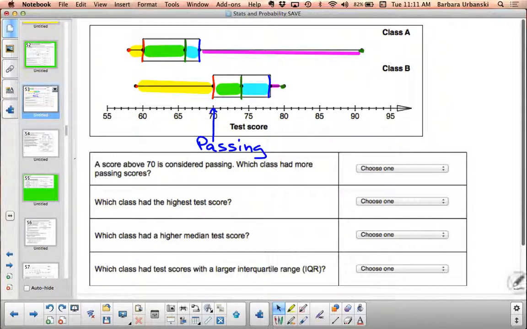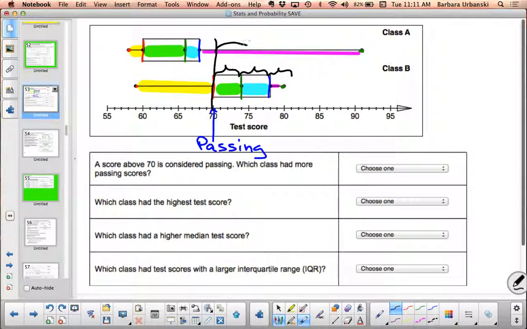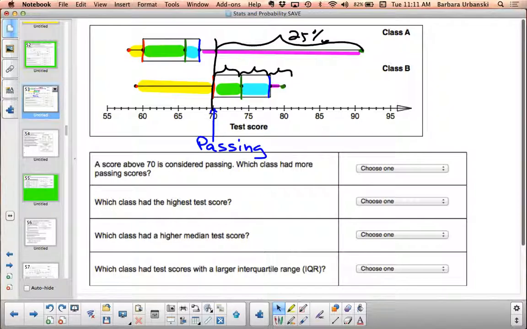It would be somewhere, if I'm going to draw this right, up around this area. And we do know that this part of the information is 25%. This is 25%, and obviously this is going to be another 25%. When we take a look at Class A, even though it looks like their upper 25% is good, it's spread out. We would have to look at something like this and say that that is 25% of their information, and that would be their passing scores.